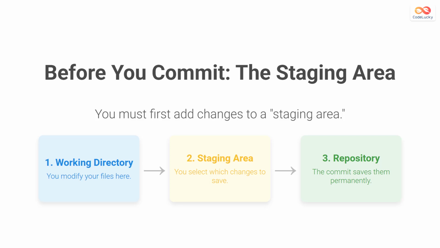Before you can create a commit, you need to understand a key concept called the staging area. Imagine a three-step process. First, you make changes to your files in your working directory. Second, you add only the specific changes you want to save into the staging area. Finally, when you commit, only the changes in the staging area get saved into the repository. This lets you be very selective about what goes into each snapshot.